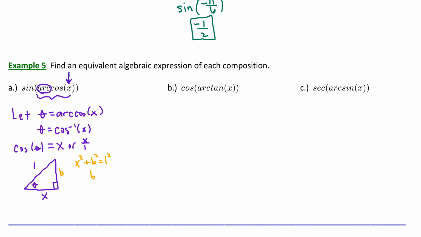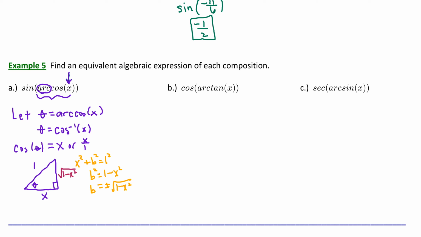Solving for b, we can see that b squared is 1 minus x squared, or b is plus or minus the square root of 1 minus x squared. Since we're using b to represent a length of a right triangle, we will use the positive square root only. That is, this side has a value of the square root of 1 minus x squared.